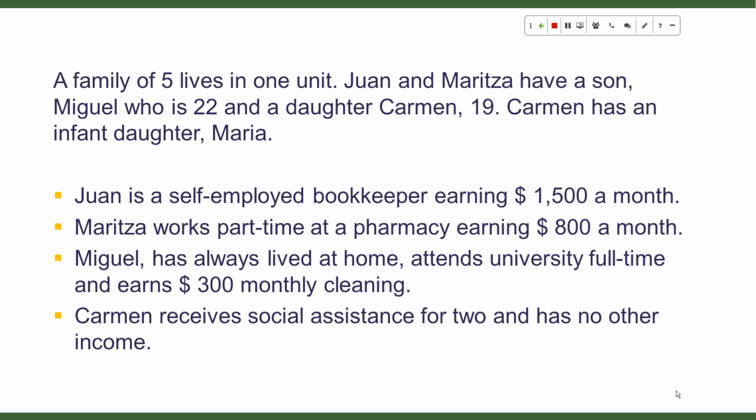So Juan has self-employment income of $1,500 a month. Maurizia works part-time, earning $800. Miguel, who's always lived at home, attends university full-time, but does have a part-time job earning some money doing some cleaning. And Carmen receives social assistance for 2 and has no other income.